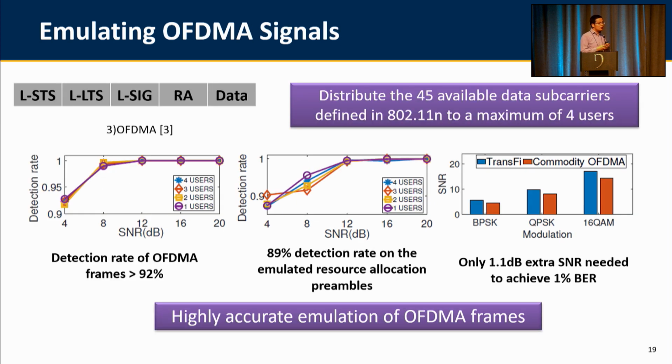And lastly, when we are trying to emulate OFDMA, what we did is that we are emulating the allocation of 45 data carriers being evenly distributed to 4 users. Then for each user, you will first need to emulate the specific OFDMA frame, then you transmit the data payload. So similarly, we first emulate these frame headers, then we emulate the data payloads. So this figure shows that in this emulation, we only need an extra 1 dB to achieve the same level of performance as a commodity OFDMA system.